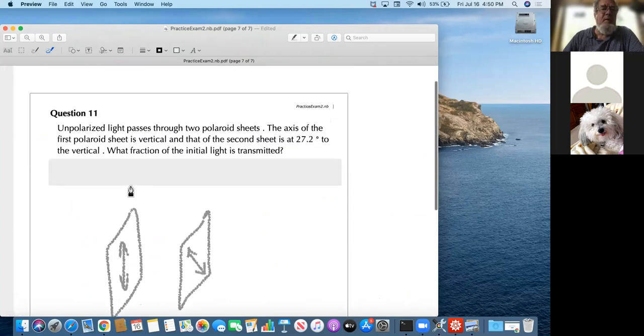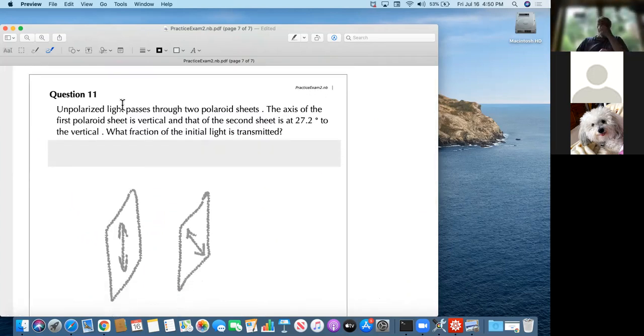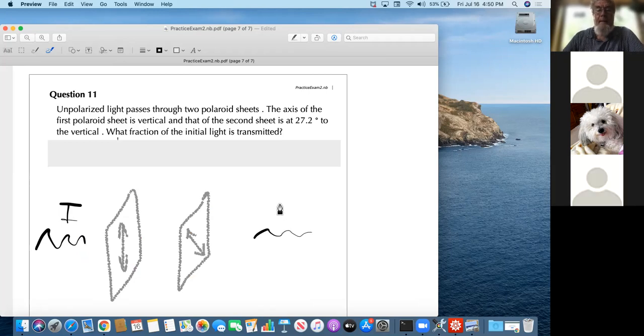Yeah, here's question 11. It has to do with the polarization of light. So unpolarized light passes through two polaroid sheets. The first polaroid sheet is vertical. The second sheet is at some angle, 27 degrees to the vertical. What fraction of the initial light is transmitted? So you have some intensity here, but this is not polarized. And now you have some intensity here, which is polarized light.